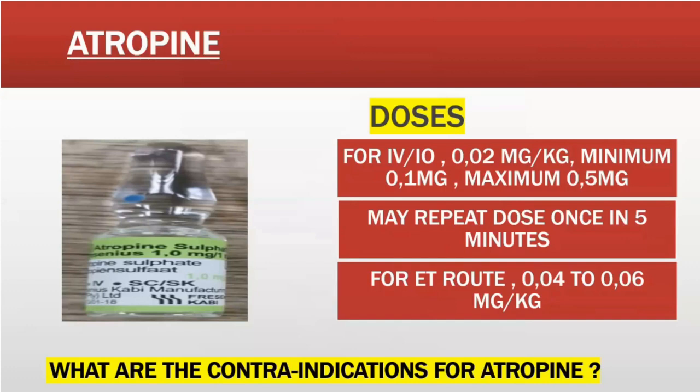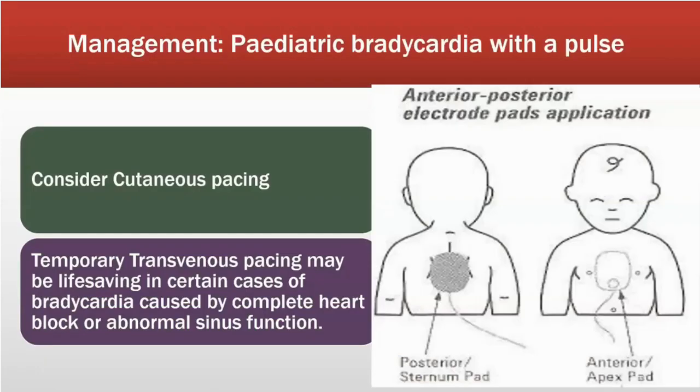So what are the contraindications for atropine? Does anyone want to give it a go? It's basically your 3 H's, which is your hypothermia, hypoxia, and head injury. Another thing that we can consider is cutaneous pacing or temporary transvenous pacing, which may be life-saving in certain cases of bradycardia caused by a complete heart block or any abnormal sinus function.